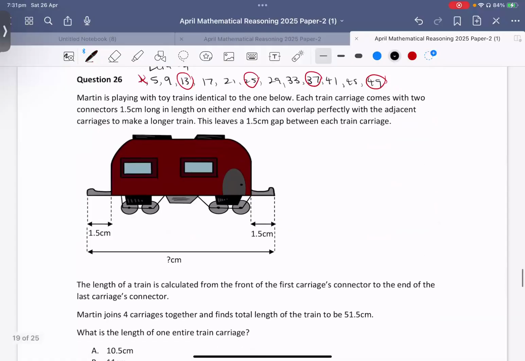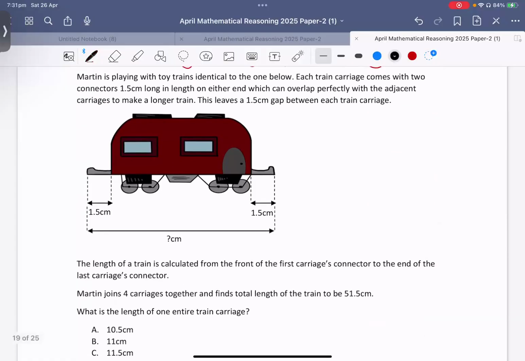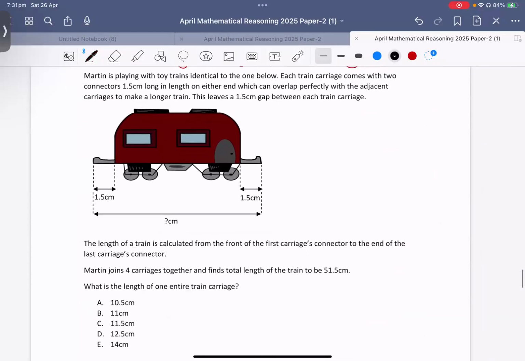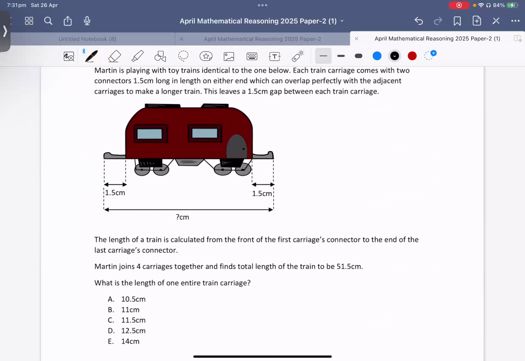And question 26. Martin is playing with toy trains identical to one another. Each train carriage comes with two connectors, 1.5 centimeters long in length on either end, which can overlap perfectly with the adjacent carriages to make a longer train. This leaves a 1.5 centimeter gap between each train carriage. So the length of a train is calculated from the front of the first carriage's connector to the end of the last carriage's connector.